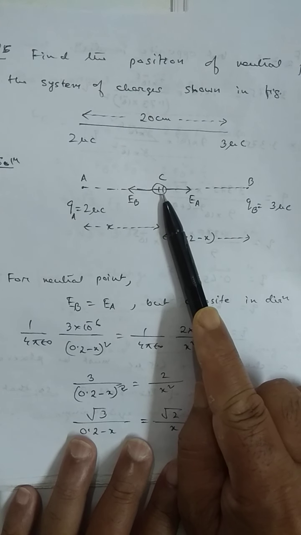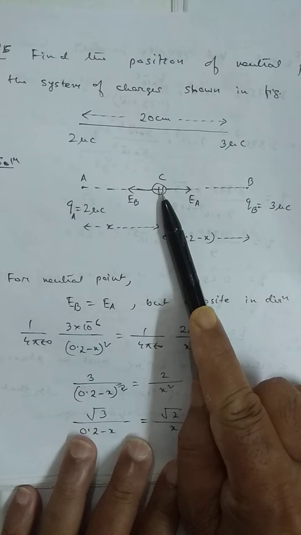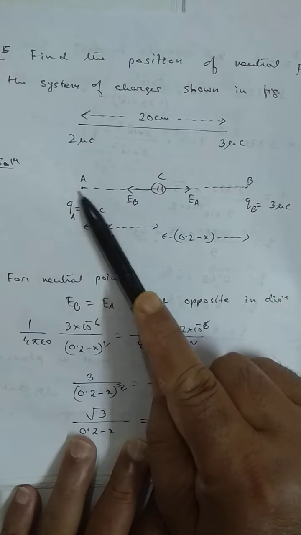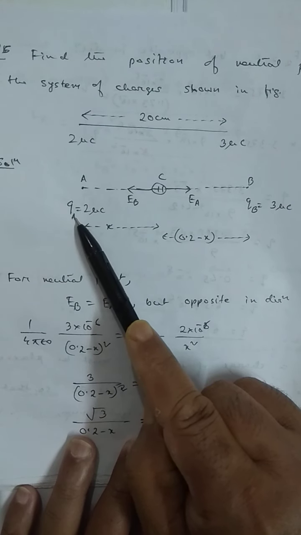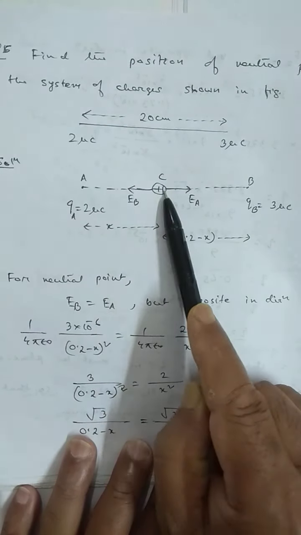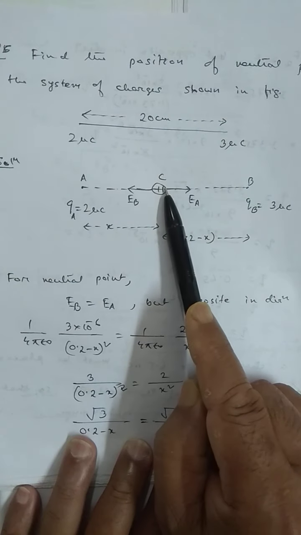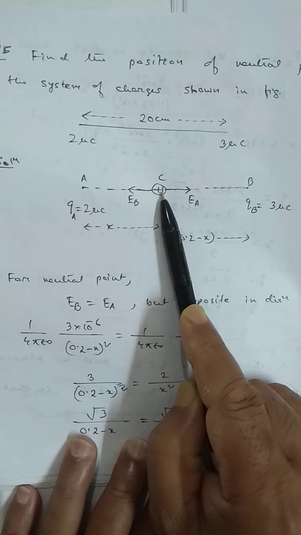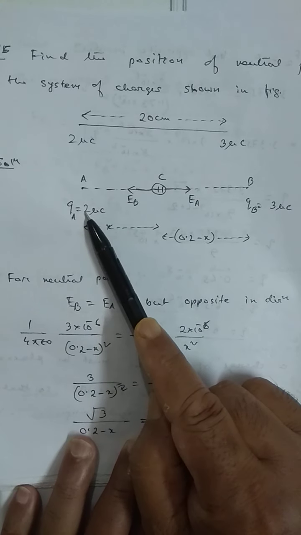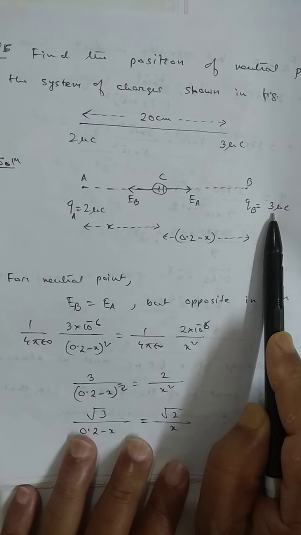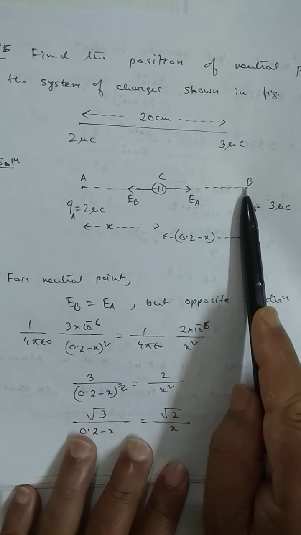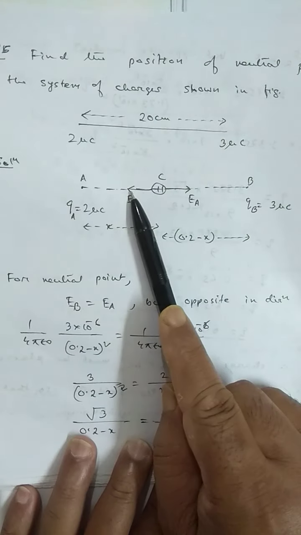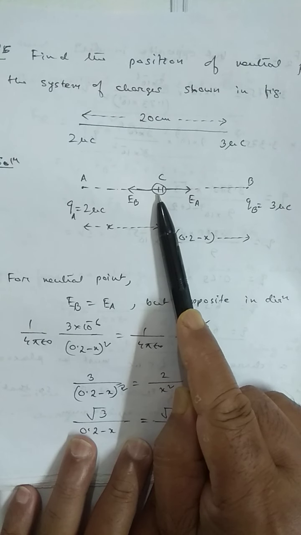I assume that the neutral point is at the point C. So I place a unit positive charge here. This is positive, it repels, EA. I call this point A, so I call the charge QA, 2 microcoulomb. EA is the electric field intensity at the point C due to the charge 2 microcoulomb. Similarly, this is 3 microcoulomb positive and this is positive, they will repel, EB. What is the charge at B? 3 microcoulomb. So EB means the intensity at the point C due to the charge 3 microcoulomb at the point B.